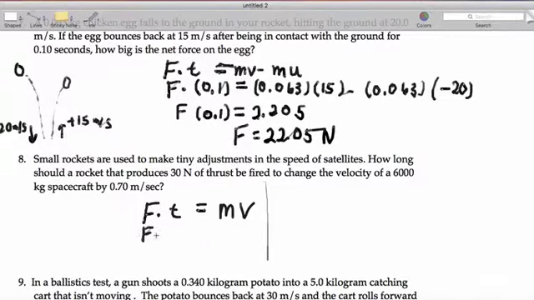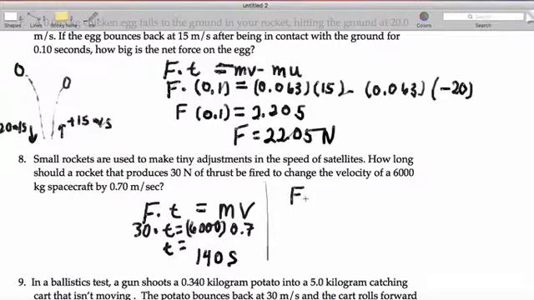F is 30 newtons. Our time is what we're solving for. The mass is 6,000, and a lot of you would put 0.7 in for v. And what that will do is actually give us a time of 140 seconds. That's totally correct, but I want to be clear on the strict way of doing this.